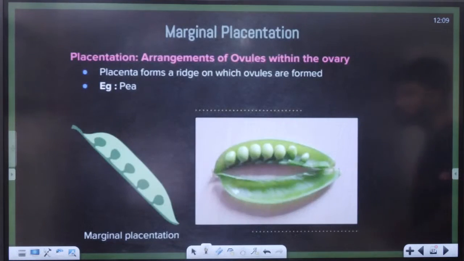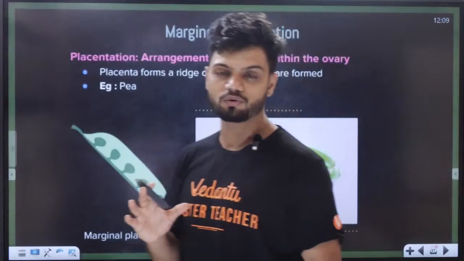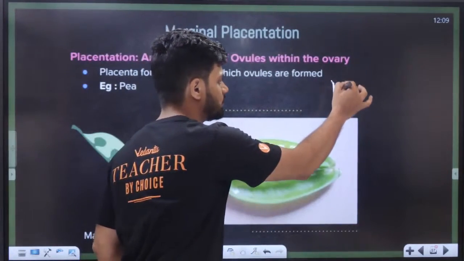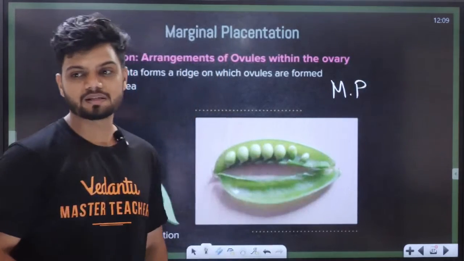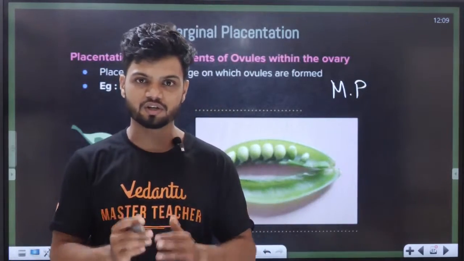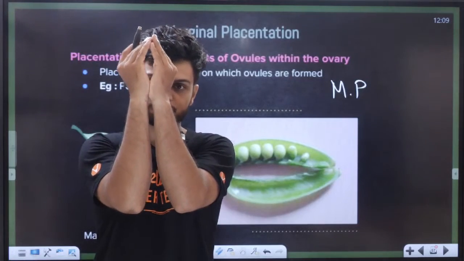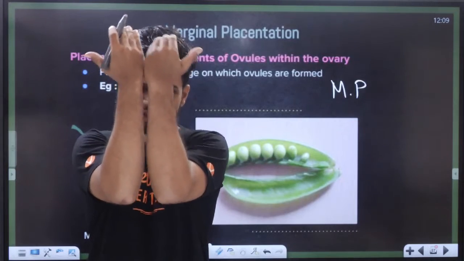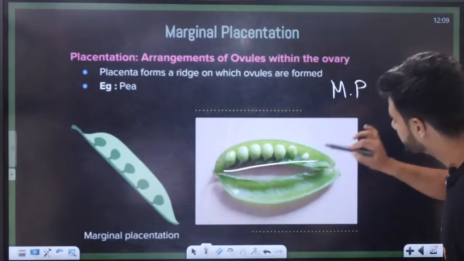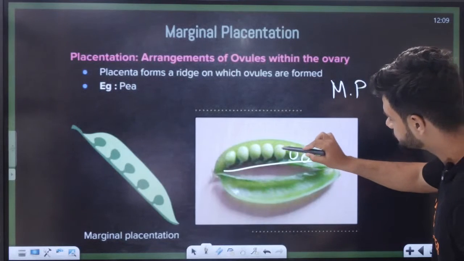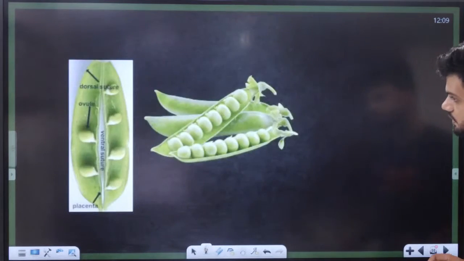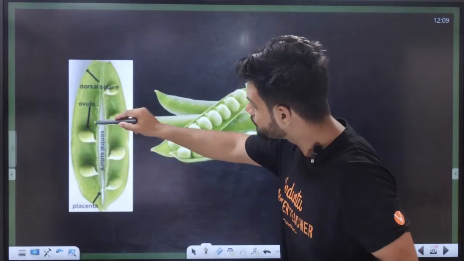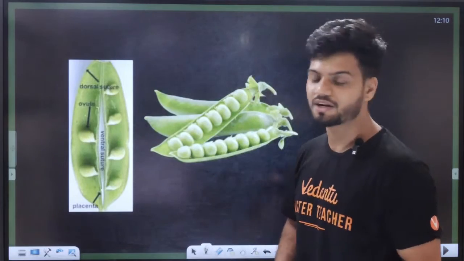Beautiful. Now there is something called marginal placentation. First one is called marginal placentation, MP. I'll tell you what is the meaning of MP. Okay. Marginal placentation. So in the case of marginal placentation, if this is the pea pod, this is called the ventral suture. On top of this ventral suture, we can see the arrangement of ovules. Can you see here? This is the ventral suture, and this is the placenta here. On top of the placenta, we have the ovules arrangement. That is called marginal placentation.